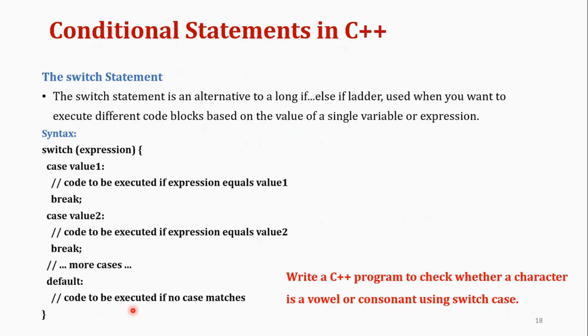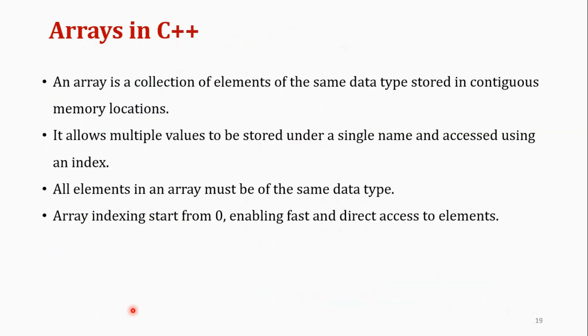And that is about the conditional statements in C++. Next we'll move on to arrays. Arrays are an important topic in C++ or any programming language, where similar data items are grouped together under a common name. These data items are stored in a contiguous memory location. It allows multiple values to be stored under a single name, and we can access them by the index number, the index value. So that is what arrays are.